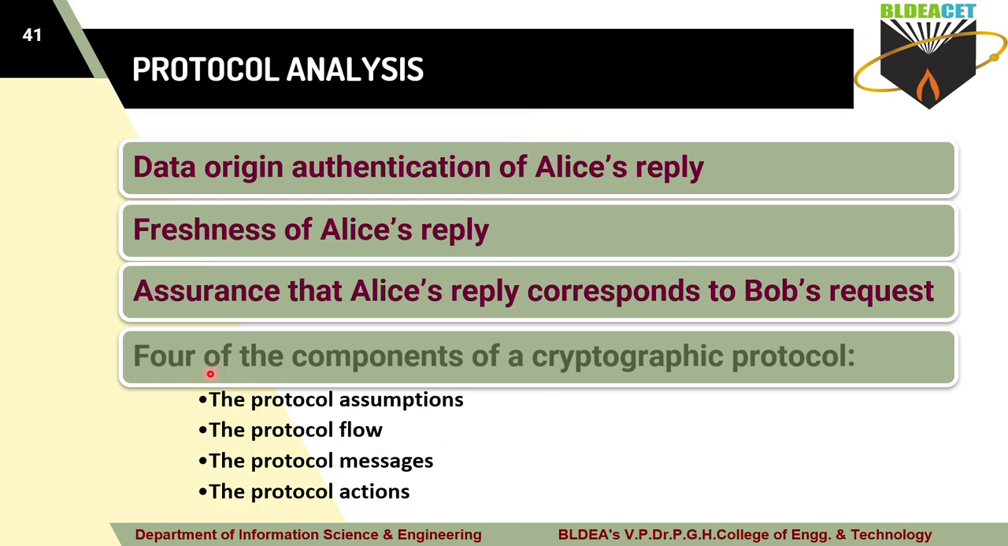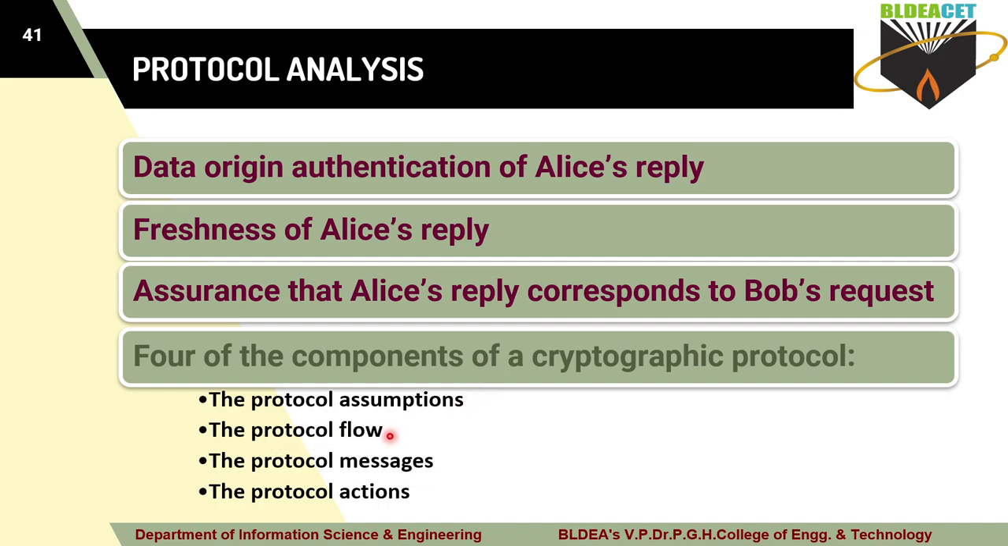Next are the four components of a cryptography protocol. If you want to develop any protocol, these are the four components you have to follow. First one is protocol assumption. Before developing the protocol, you have to make the assumption. Assumption is what is known by the sender and receiver. The information known by the protocol sender and receiver, that we call a protocol assumption.